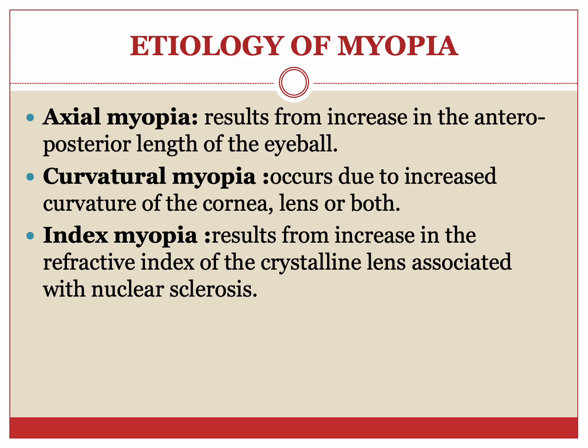In axial myopia, it results from an increase in the anterior-posterior length of the eyeball. So the length increases. In curvature myopia, it occurs due to increased curvature of either the cornea, lens or both. So curvature is increased. In index myopia, it results from an increase in the refractive index of the crystalline lens associated with nuclear sclerosis. So the lens in the eye gets sclerosed and its refractive index increases, and that is why it results in index myopia.